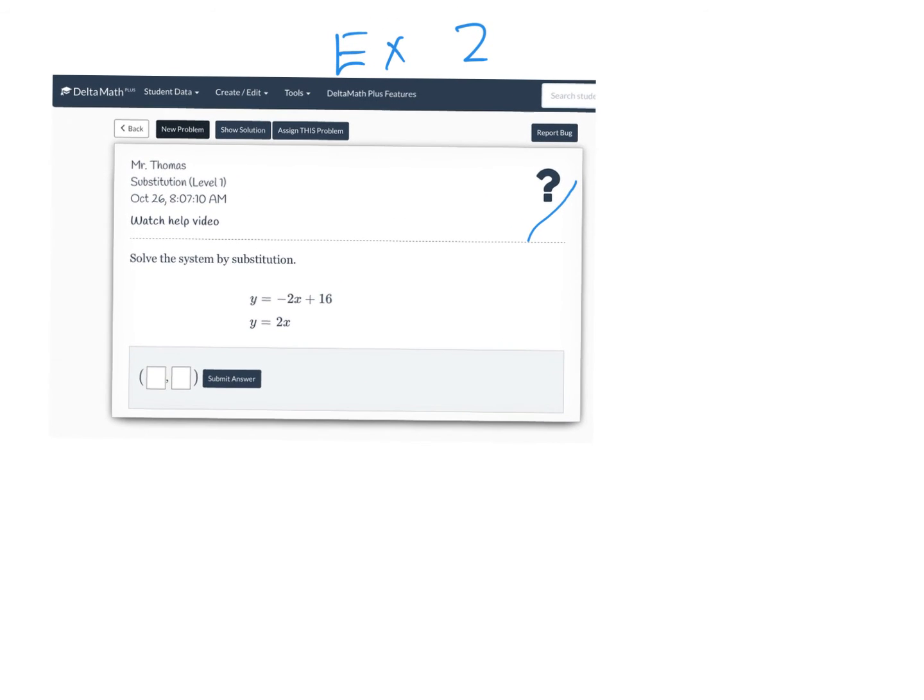All right, we'll call this example 2. First step is, I forgot, plug in y. First step is plug in y. So let's just take the second equation, plug it into the first one. That seems simple. So what I got is 2x equals negative 2x plus 16.